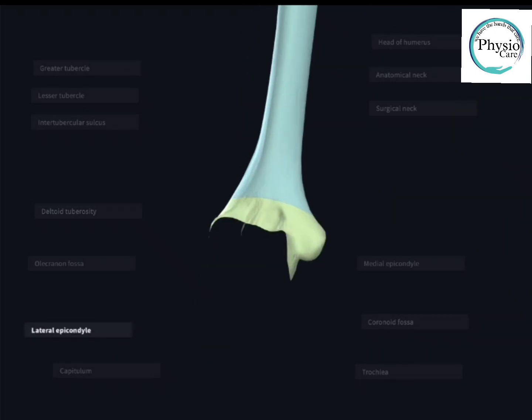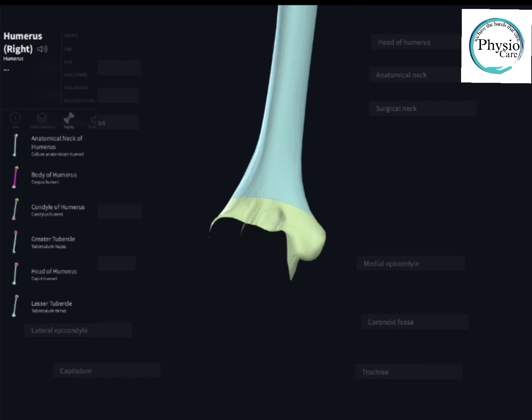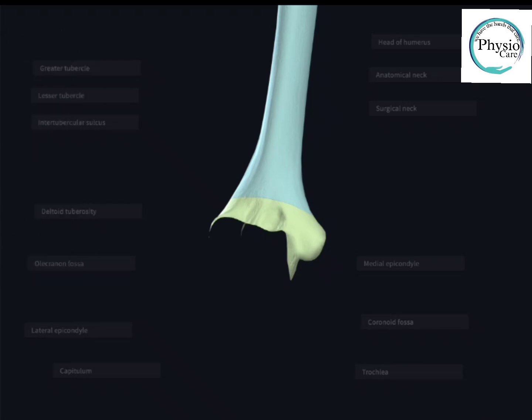As we travel more distally, we come across many of the parts that you would think of as the elbow, particularly the medial and lateral epicondyles. The medial epicondyle is the largest of the epicondyles, and this can actually be palpated or felt on yourself closest to the body. That's this one right here. The lateral epicondyle, as you can see, is much smaller.